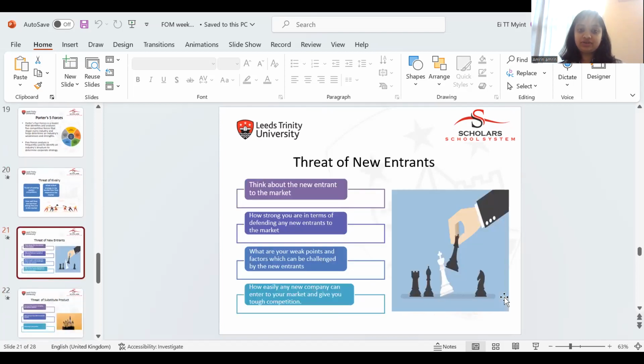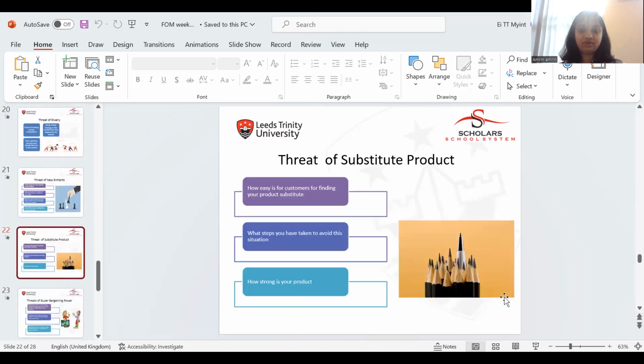Threat of new entrants. Think about the new entrants to the market, and how strong you are in terms of defending against any new entrants. What are your weak points and factors which can be challenged by the new entrants? How easily can any new company enter your market and give you tough competition?